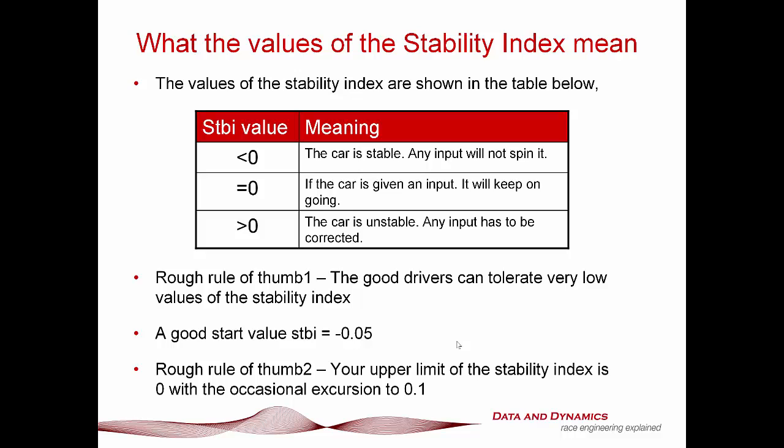Now, in terms of stability index values, a good rule of thumb to start on is about minus 0.05, and sometimes it can go to about minus 0.1. Rule of thumb 2: your upper limit of the stability index incursion is between 0 and 0.1. If it's consistently over 0 to 0.1, you've got a problem. So those are some really good rules of thumb to keep in mind.